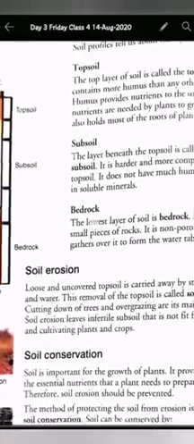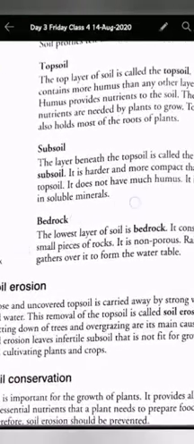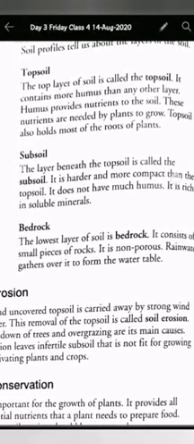Then let us read it. It is harder and more compact than topsoil. It does not have much humus, as we have studied that in topsoil the humus quantity is maximum. So this subsoil does not have much humus. It is rich in soluble minerals, the minerals which are soluble in it.